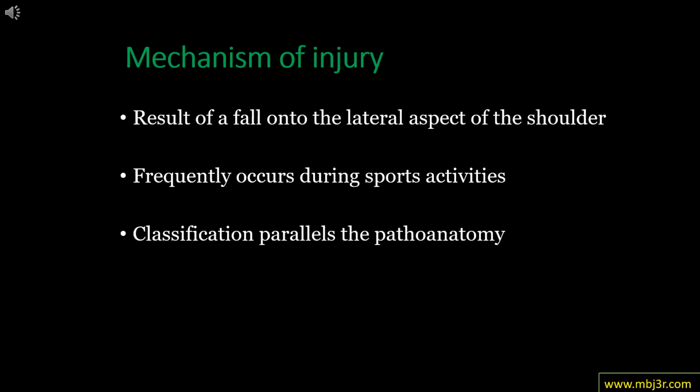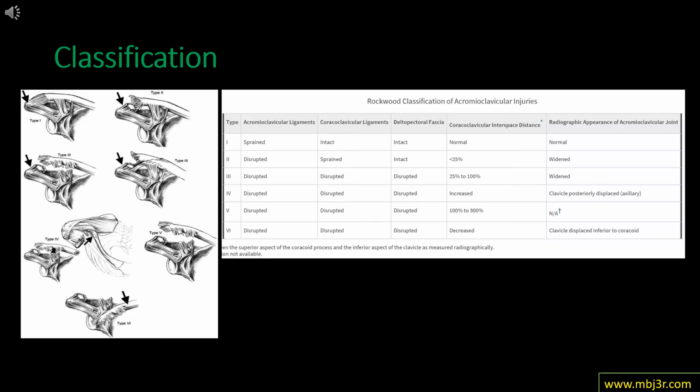Mechanism of injury. Acromioclavicular joint, AC joint, separation is usually the result of a fall onto the lateral aspect of the shoulder and frequently occurs during sports activities. Classification parallels the pathoanatomy and serves as the basis for management decisions. Classification. A popular classification is the Rockwood classification for AC joint injuries. They classify into types 1 to 6.